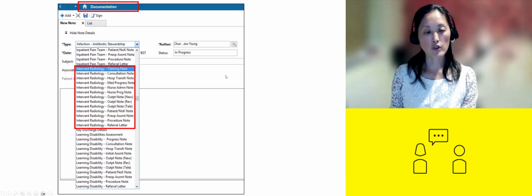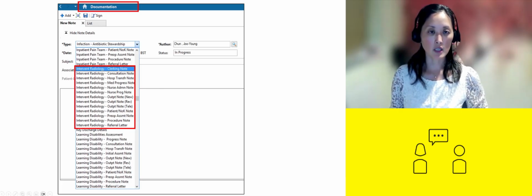This is to show how you can make your life a bit easier by setting things up, working together with the IT team that delivers the electronic patient records. So we have different types of documentation that fall under the interventional radiologist. Some of them are for doctors to use, some of them are for nurses to use, and for different sorts of clinical encounters.